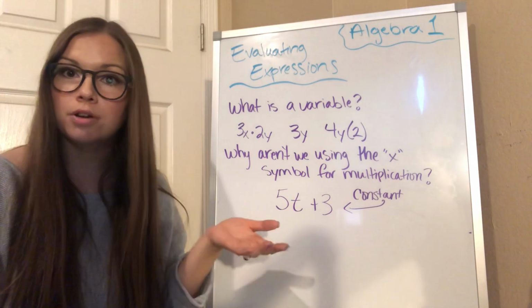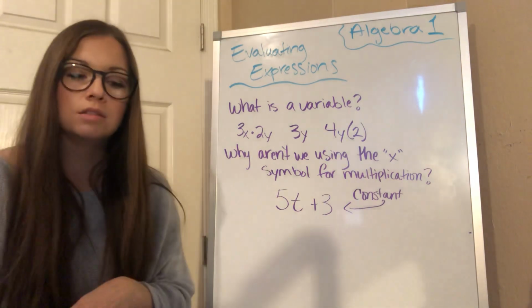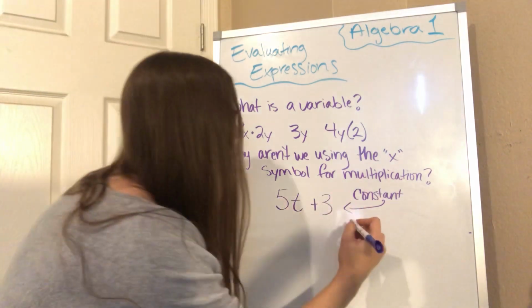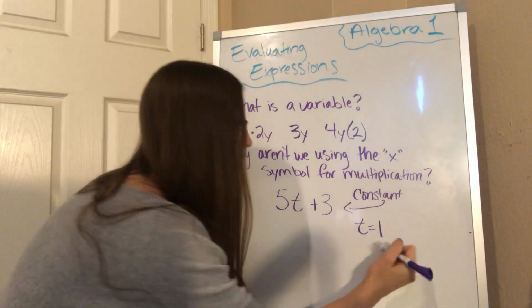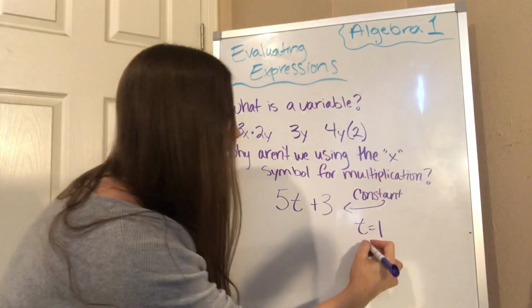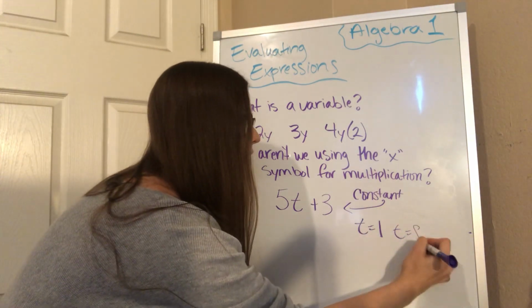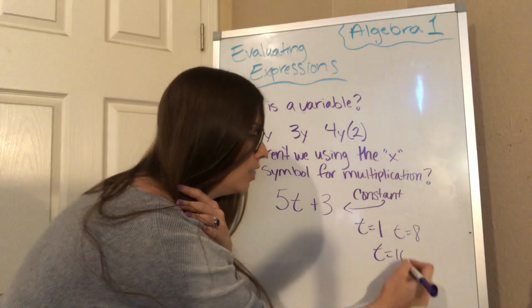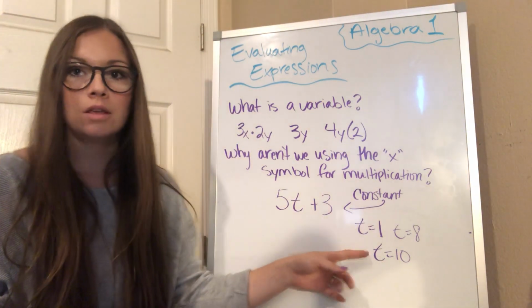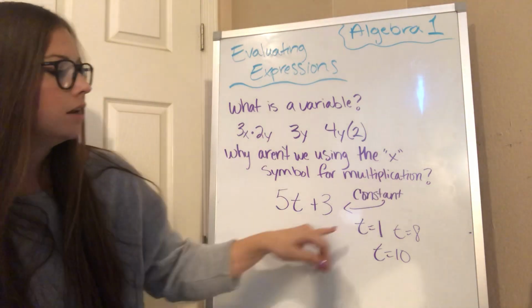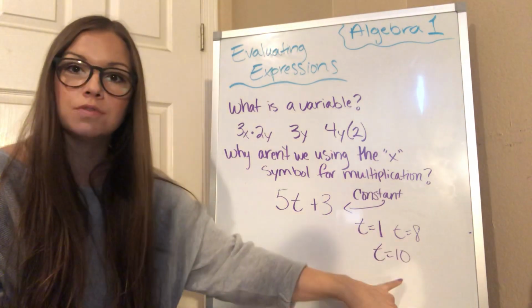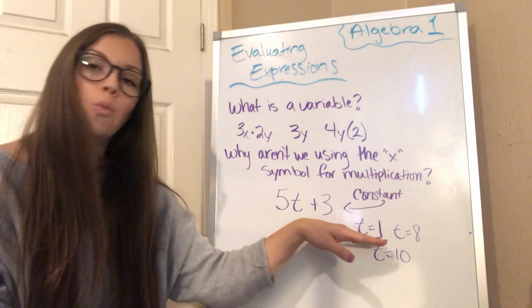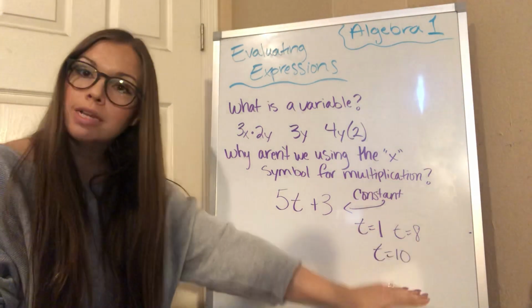So they gave us 3 different amounts for how many tickets we bought. If t equals 1, that means we bought 1 ticket. If t equals 8, that means we bought 8 tickets. And if t equals 10, that means we bought 10 tickets. So basically we're going to plug in the values that it gives us for t to figure out what our cost would be if we purchased 1 ticket or 8 tickets or 10 tickets.